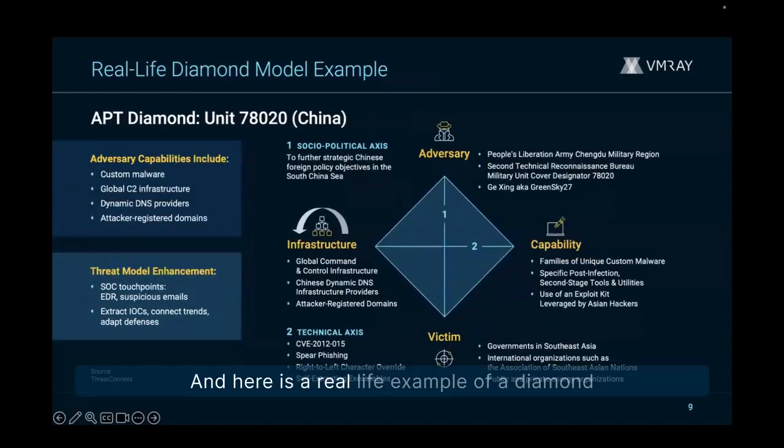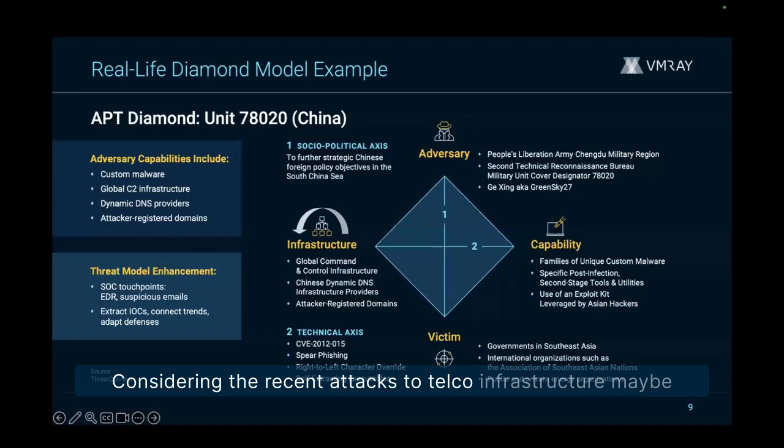And here is a real life example of the diamond model applied to a China-linked APT group. This is by ThreatConnect. So this might be interesting, I just wanted to share it with you, considering the recent attacks on telco infrastructure, which maybe you have heard of. It is assumed to be ongoing and is now being investigated by CISA and FBI.